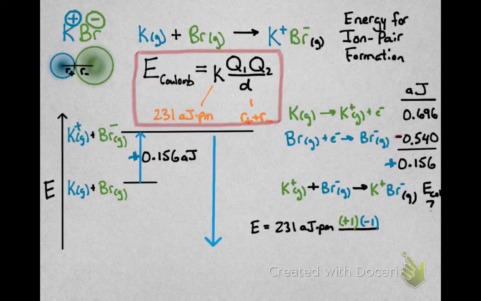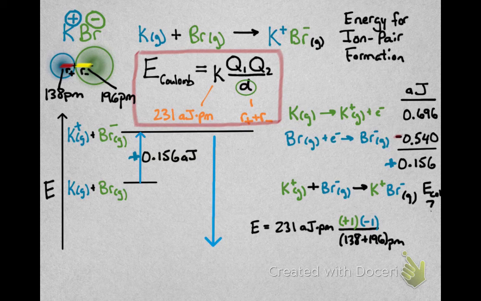In this case, we have +1 and -1, so we substitute those into the equation here, divided by the radius of the cation, which I look up in a table of data in my textbook or some other online resource, is 138 picometers. That's for K plus. The radius of bromide is 196 picometers. You can also find that in your textbook or in another resource. Adding those together gives me the separation distance between those two ions.